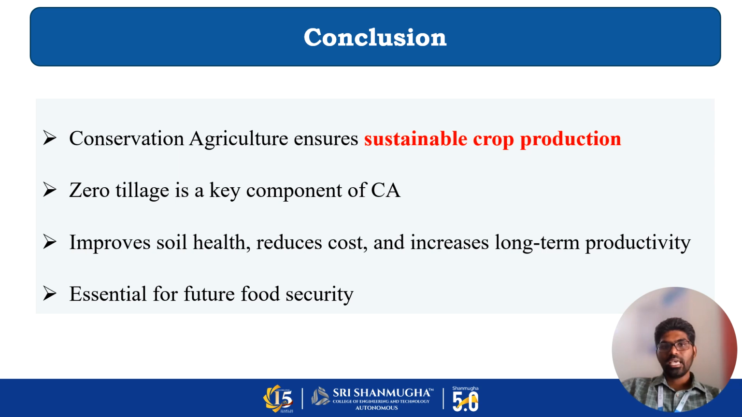Next, the conclusion. Conservation agriculture is highly profitable and helps in ensuring sustainable crop production. Zero tillage is a key component of conservation agriculture. It improves soil health, reduces the cost of cultivation, and increases productivity in the long run. Conservation agriculture and zero tillage are essential for future food security.